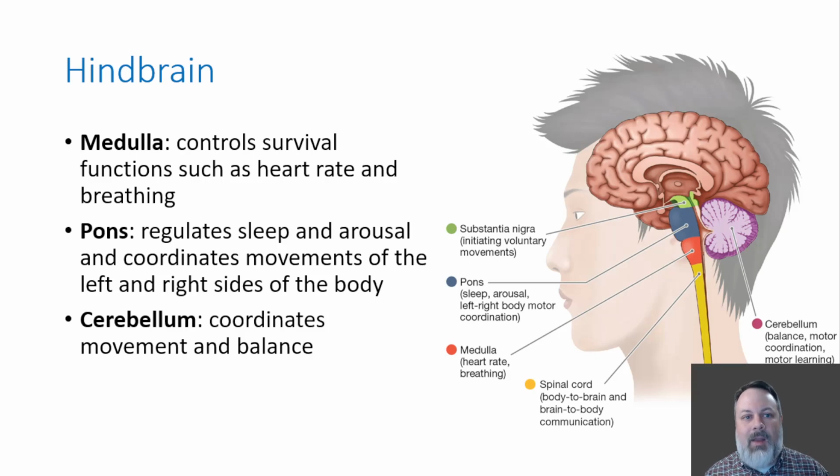So let's go back to the hindbrain. Coming off the spinal cord, we first have the medulla, which is really important for things like heart rate and breathing. We then see the pons. The pons regulate sleep and arousal, and coordinate movement of the right and left sides of your body. Off to the back, you have the cerebellum. It's called the little brain because it's a very distinct looking part of the brain. And this is really important for the coordination of movement and balance.